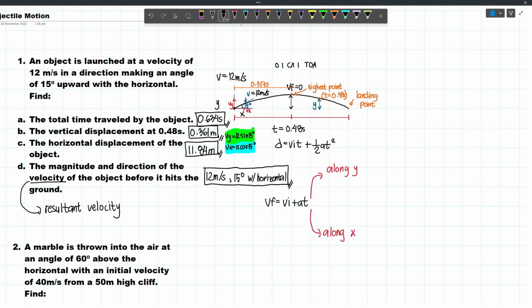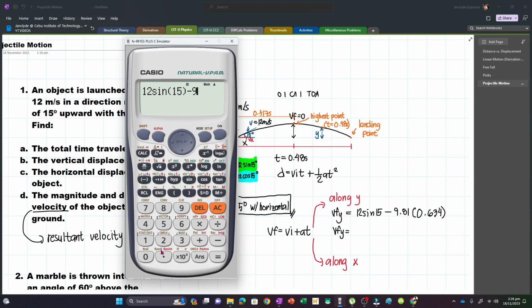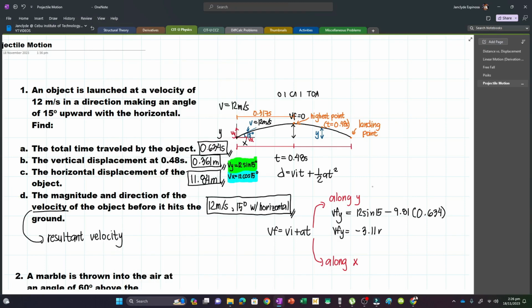Kana siya. Now along y, ang atong VF kay mao na siya atong computon. Balik VFY atong computon. VFY is equal to VI. Atong VI nga gamiton along y pod, which is kani siyang 12 sin 15. And then since diri man ta sa starting point, what we will use is negative 9.81. Kay diri nga point nag-oppose pa man ang gravity. So balik negative 9.81 times kani siya nga times 0.634. And so now we can solve for VFY. Pila man ni siya? Mahimo na siyang negative 3.11. So kana. And then meter per second na siya.